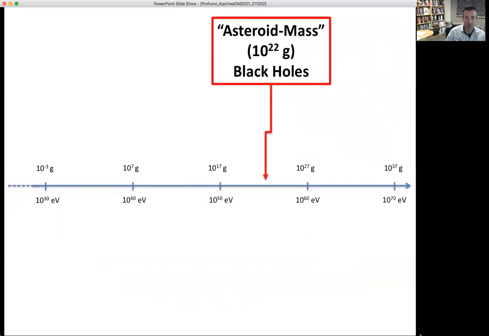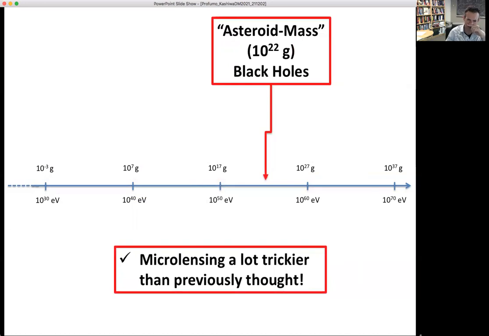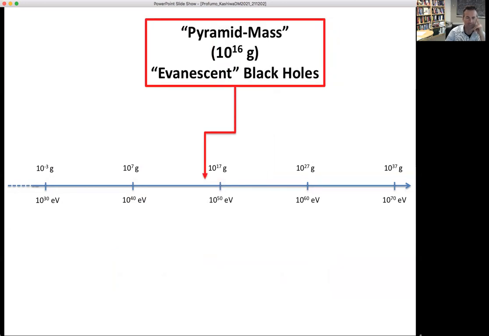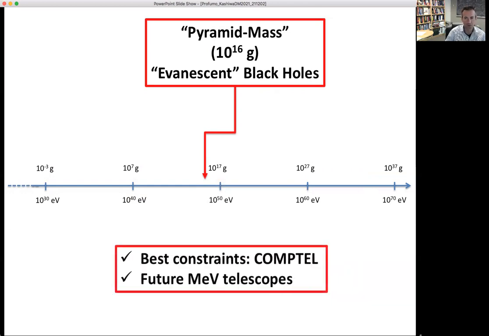Secondly, I've told you about asteroid mass black holes with a mass around 10 to the 22 grams. Here, microlensing is a lot trickier than previously thought, but it also offers opportunities, especially when it comes to future large-scale surveys. Evanescent black holes, or black holes with a mass of around the MeV, are constrained best at the moment by COMPTEL, but I've emphasized how future MeV telescopes will indeed promise much better constraints, and how tricky the calculation is of the gamma ray spectrum that cannot be performed using tools like Pythia, but has to rely on a proper treatment of hadronization of low energy quarks emitted by Hawking evaporation.